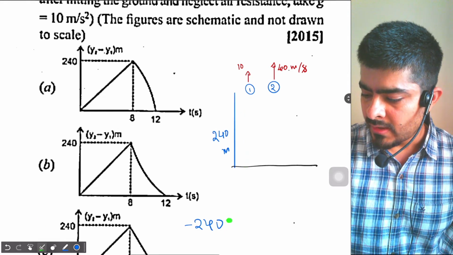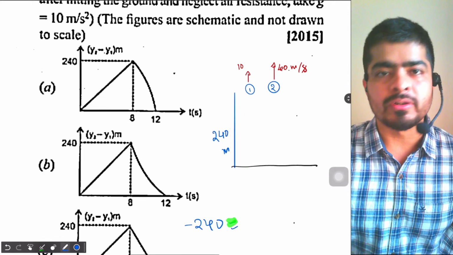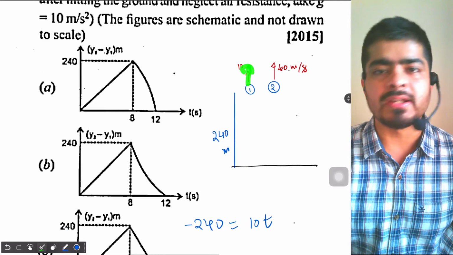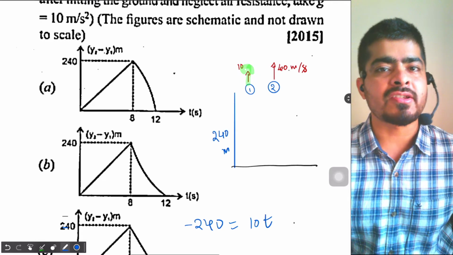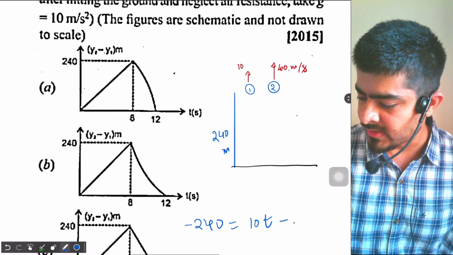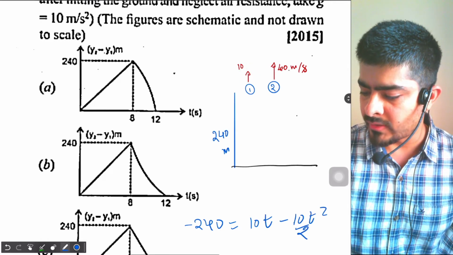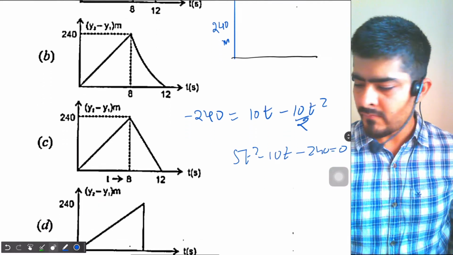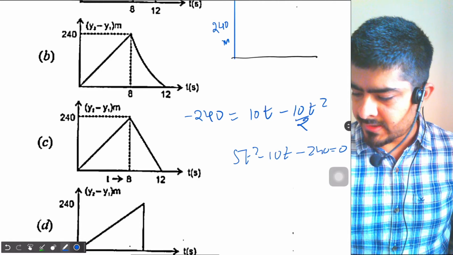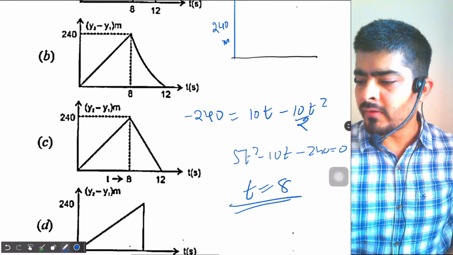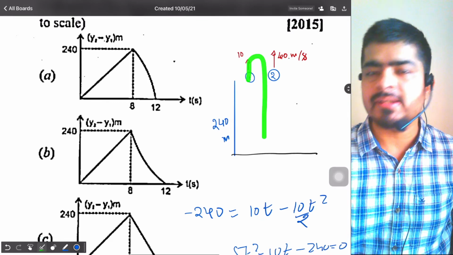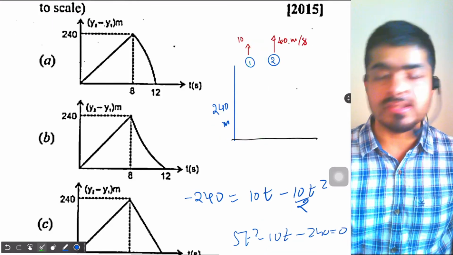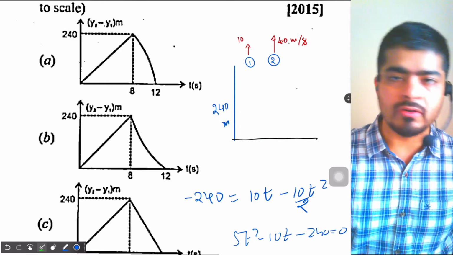Now we are using the formula S equal to ut plus at square by 2. So u is 10 upwards, and acceleration is g downwards, so we will use minus 10, minus 10 t square by 2. When you solve this quadratic equation, t will come out to be equal to 8 seconds. So the first object takes 8 seconds to reach the ground. Before 8 seconds it is still in air, and after 8 seconds it will not be in air anymore.